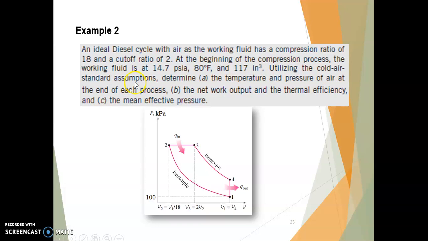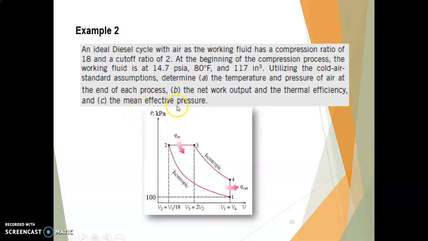Utilizing the cold air standard, the question is looking for the temperature and pressure at the end of each process. So we would like to calculate points number 1, 2, 3, and 4. Usually point number 1 is provided in the question. Then we need to calculate points number 2, 3, and 4 based on the formulas. In the other part, we have to calculate the net work output and the thermal efficiency. Once we find all the information, from temperature and pressure at each point, it will be easy to calculate heat in and heat out to calculate the net work. Then we'll be able to calculate the thermal efficiency based on W net over heat in.